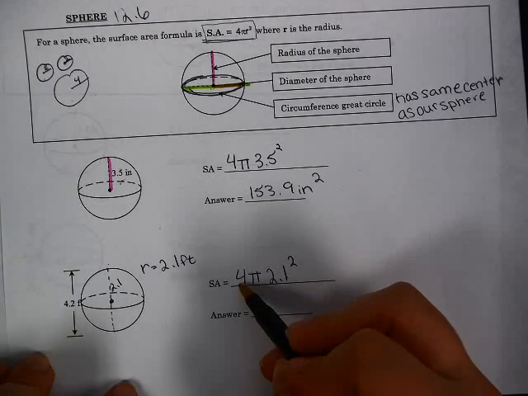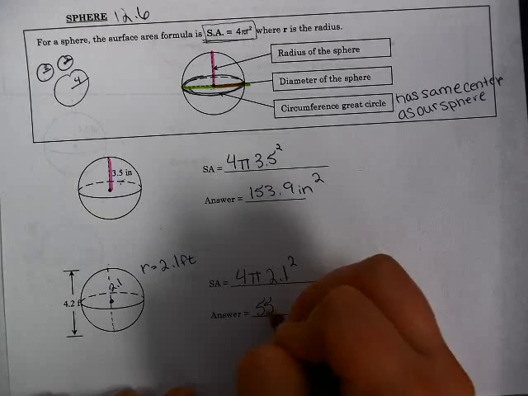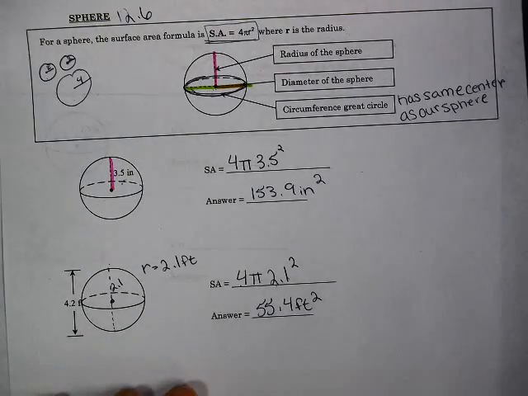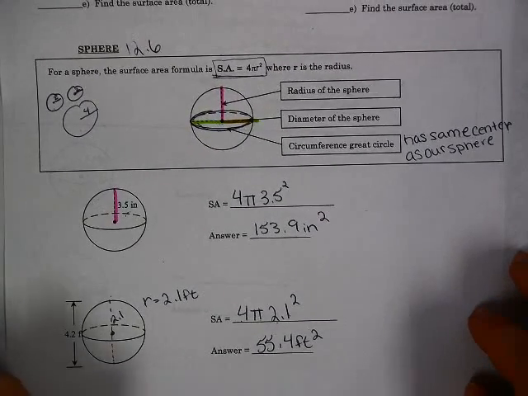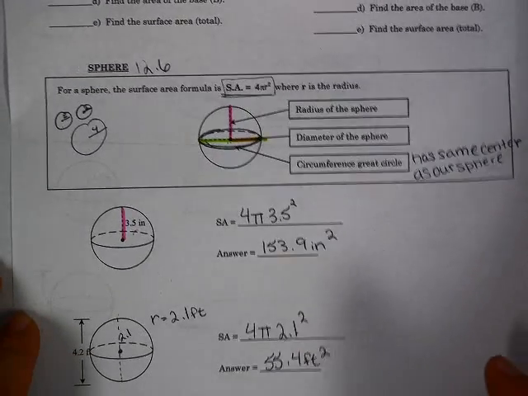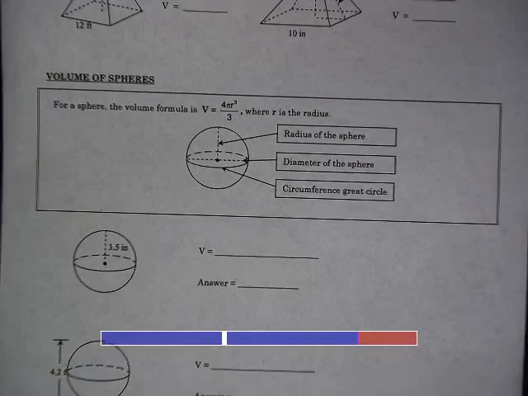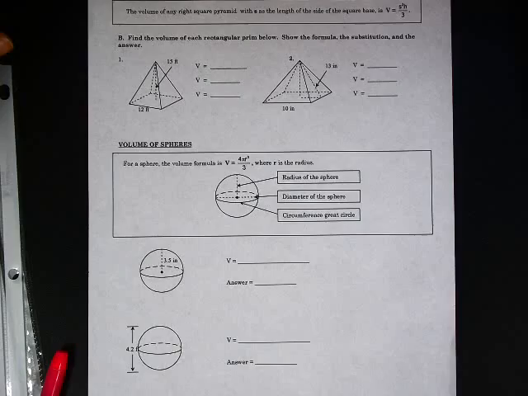Now whenever we're solving for this problem, we're simply going to do our 4 pi times 2.1 squared. We square our 2.1, multiply that by 4 pi, and we get 55.4 feet squared. Now that is it for surface area. Now we're going to move on to volume.